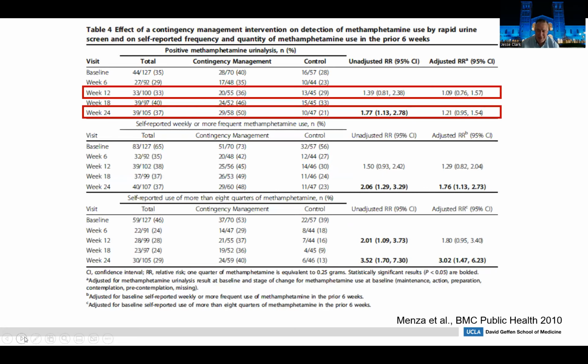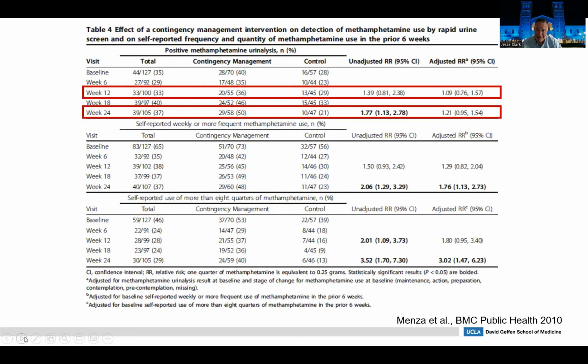And this is what Dr. Shoptaw and I refer to as his white whale. Tim Mensa's study, which was done in an STI clinic in Seattle, where they basically took all comers, all MSM using meth, and enrolled them in a contingency management trial to see if under real world circumstances, contingency management would be effective. And unfortunately, it was not.